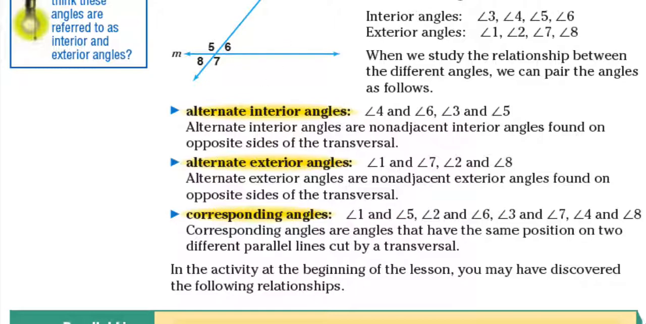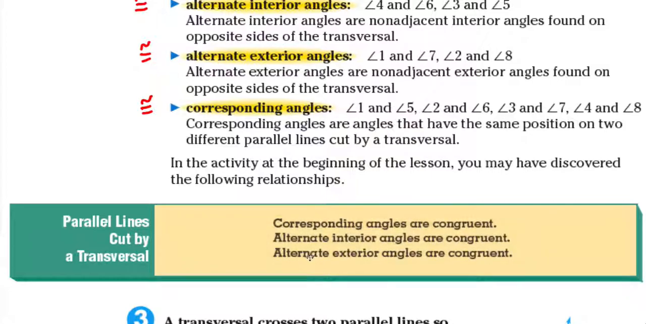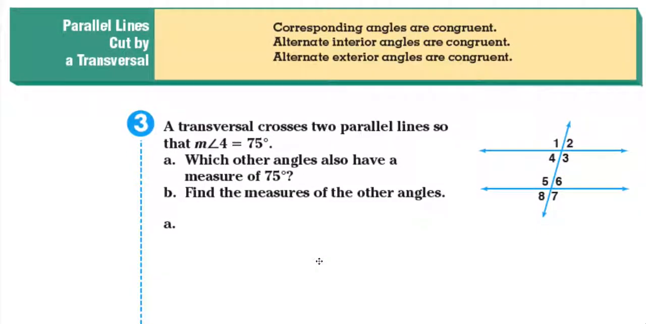And let me refresh what the congruent symbol means: two equal signs and a squiggly line. That means when you talk about alternate interior, alternate exterior, and corresponding angles, they are all congruent. Okay? So, parallel lines cut by a transversal, we have corresponding angles, alternate interior angles, and alternate exterior angles that are congruent to each other. So let's apply what we know in example 3.